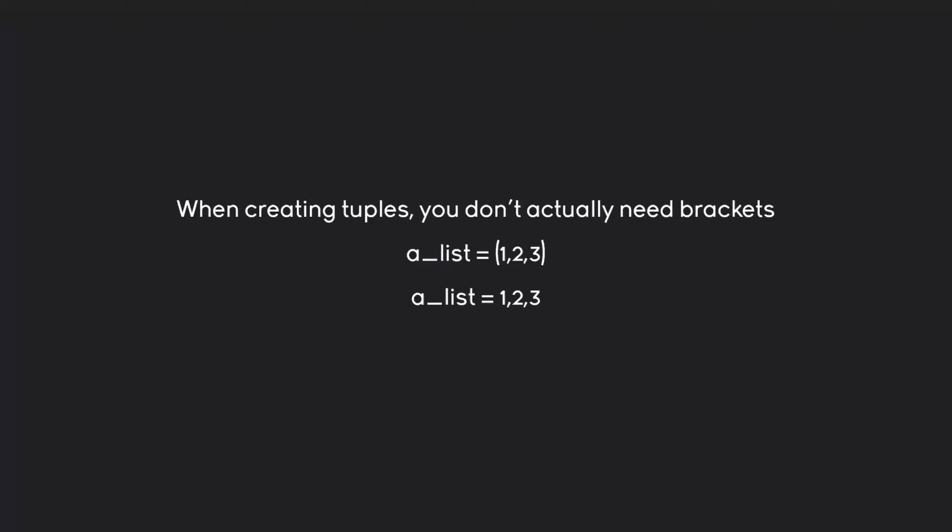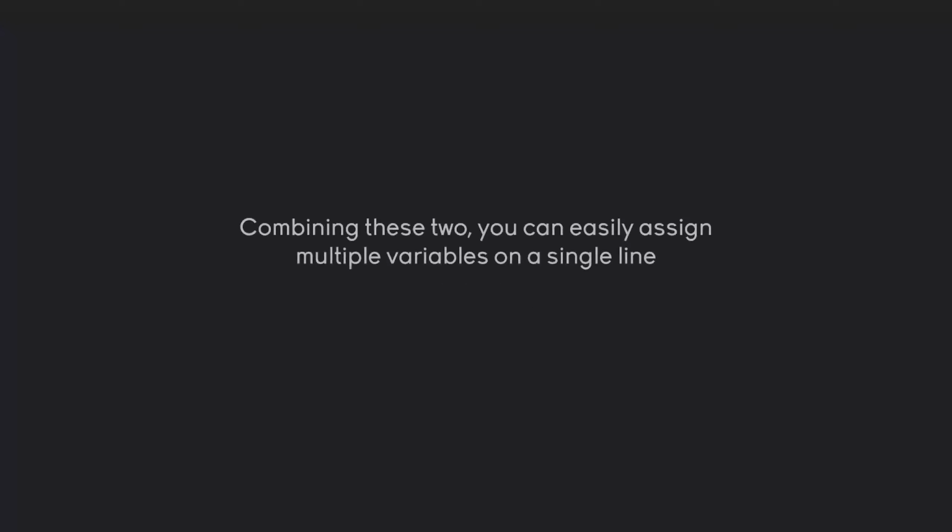Now, where all of this becomes really interesting is when you combine these two approaches. Because by doing that, you can assign multiple values to multiple variables on a single line of code, which is super powerful. For example, we have the variables A, B, and C, and we are assigning the values 1, hello, and 4.5. We have assigned values to 3 variables inside of a single line of code.